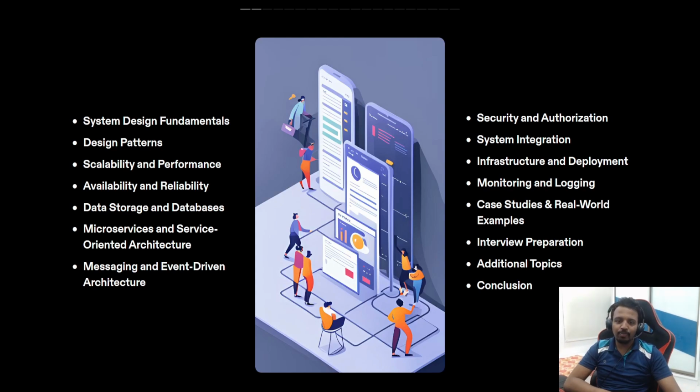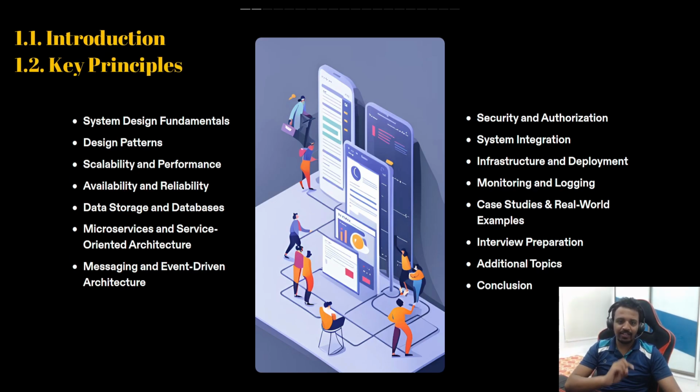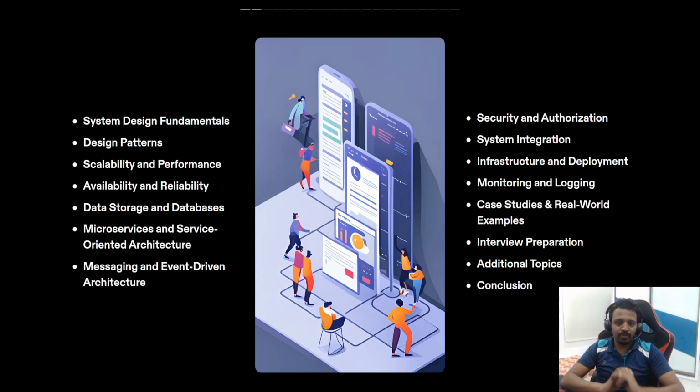So the first topic is system design fundamentals. In this topic we are going to learn only two things. First is what is system design, and second is key principles of system design. These key principles are only in single digit but play a crucial role across all the topics. So it revolves around only those topics. Not to spend much time on it, moving on to topic 2, which is design patterns.